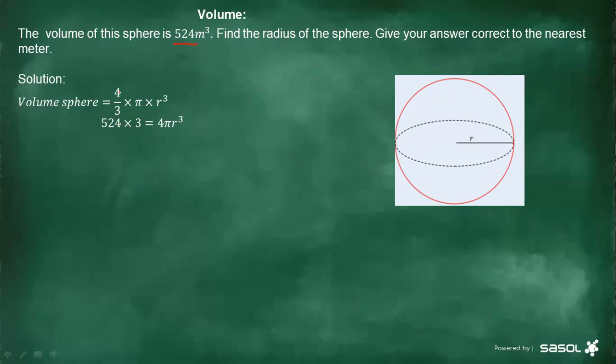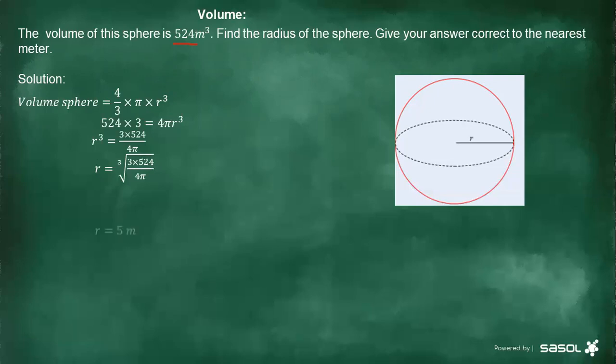So if we multiply this 4/3 times 3, it's going to give us 4, because 3 is going to cancel that 3. So that's what we're having. The third step, we are going to be dividing with 4 pi both sides, then we are left with r to the power 3. Now this one, we have to get rid of this exponent 3. So we're going to put the cube root both sides. This is what we're going to have.